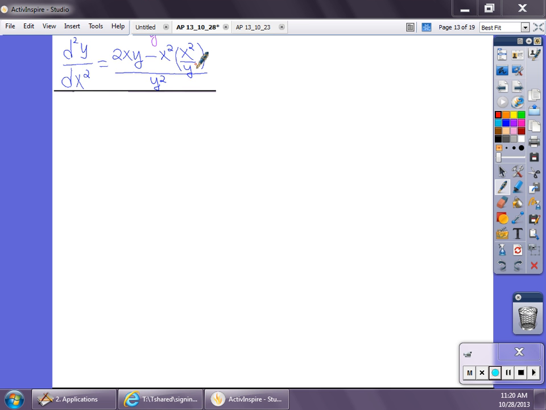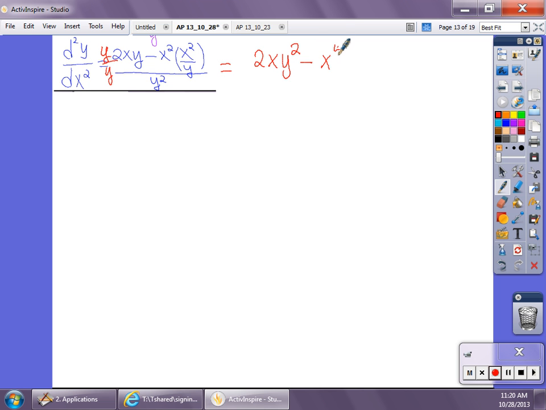If you tried to separate your fractions, fine, but your answer will not be simplified because you have separate fractions. So I don't separate them. So the numerator, what's the common denominator of the numerator? Y. So I'll multiply this by y over y. So what do we get? 2xy squared minus x to the fourth all over y.